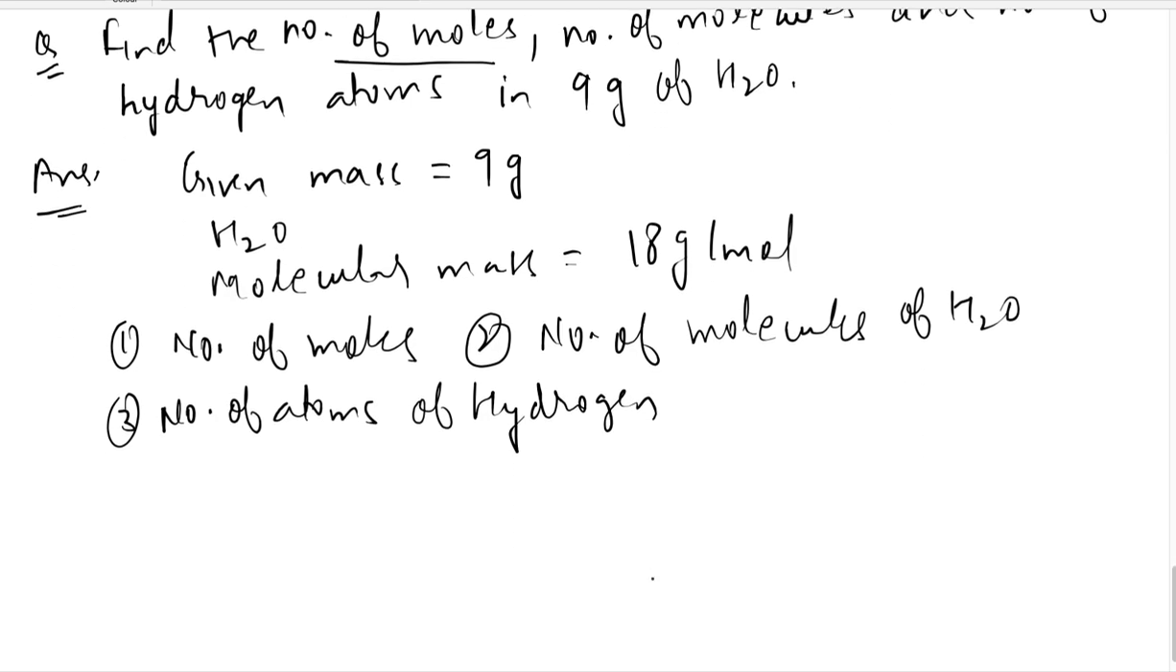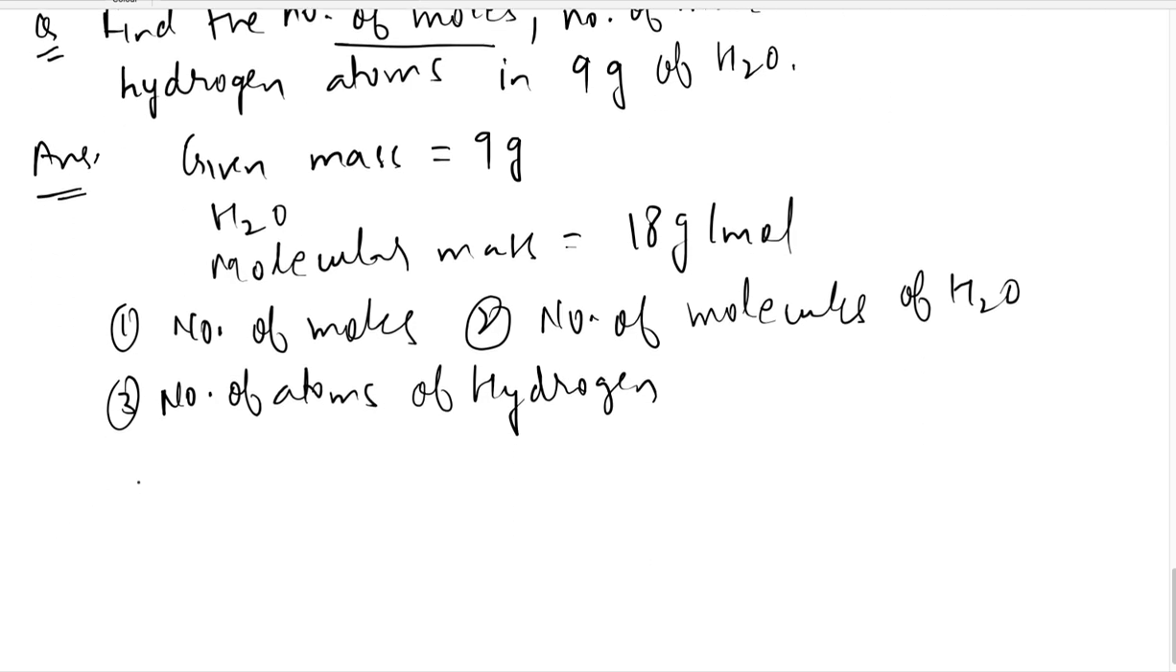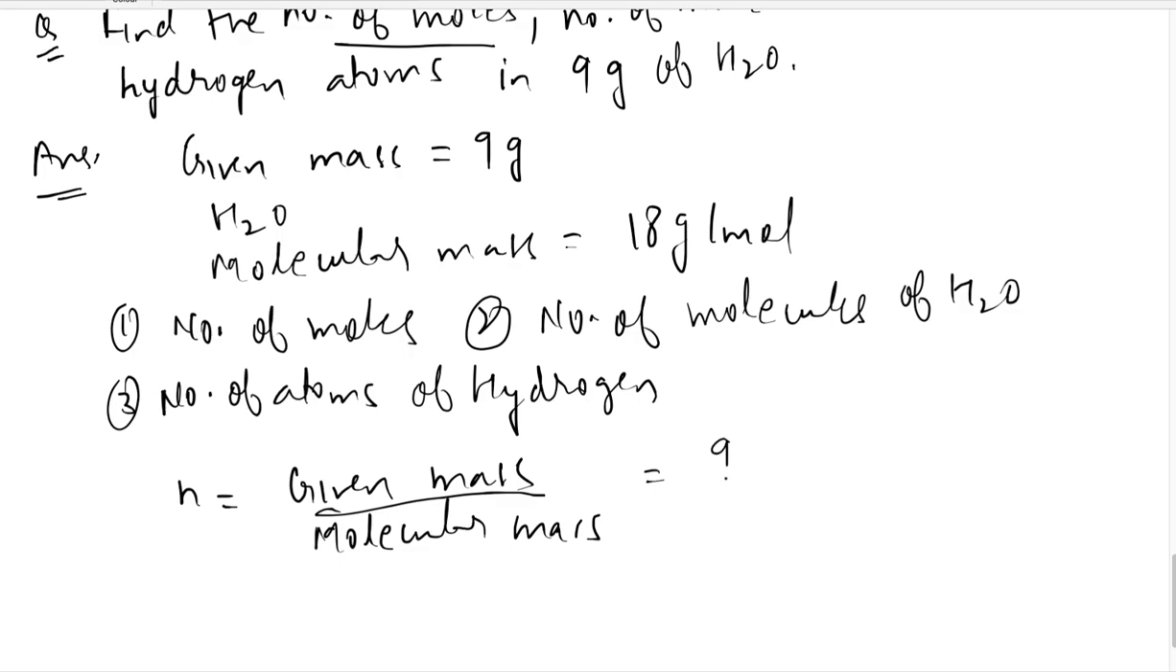Okay, so we already know one of the formulas: when the given mass and molecular mass are given, we can easily find the number of moles. So number of moles is given mass divided by molecular mass. So this would be 9 divided by 18, it is 0.5 mole.